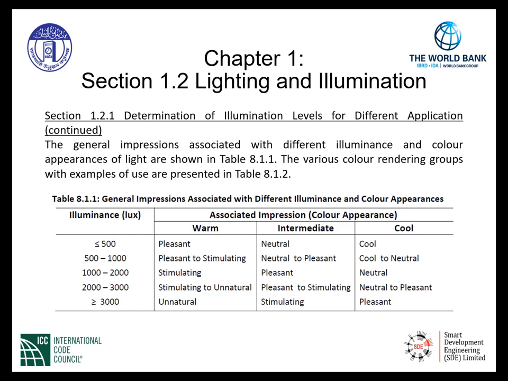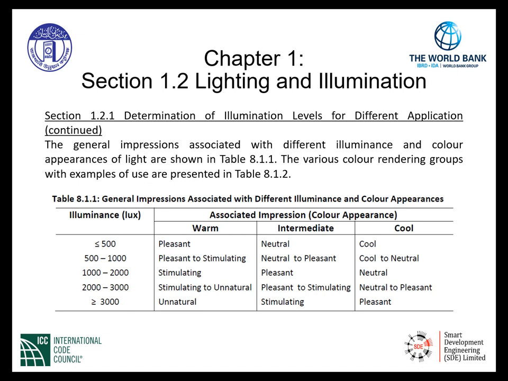Section 1.2.1, Determination of illumination levels for different applications, continued. The general impressions associated with different illuminance and color appearances of light are shown in Table 8.1.1. The various color rendering groups with examples of use are presented in Table 8.1.2.